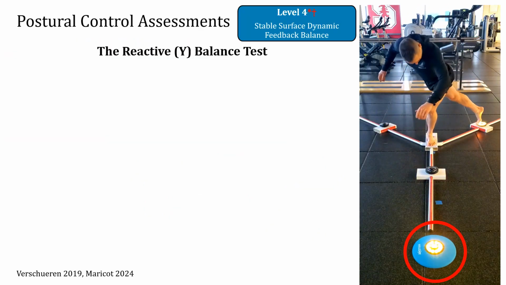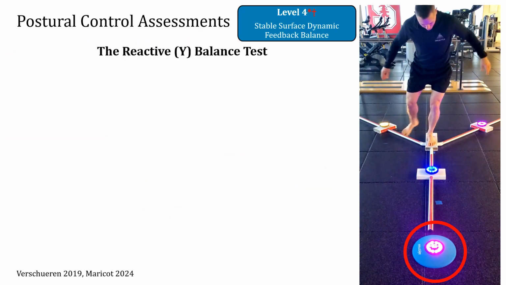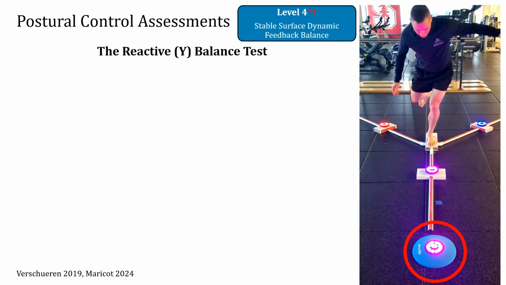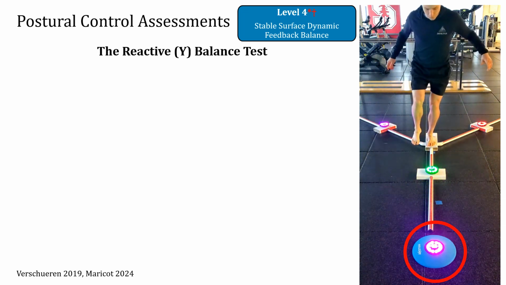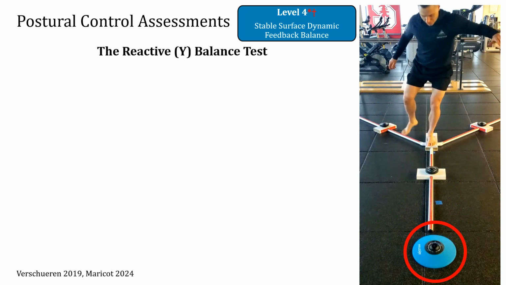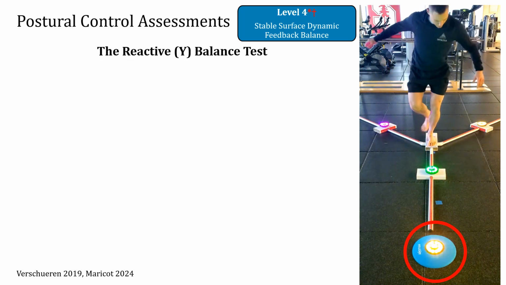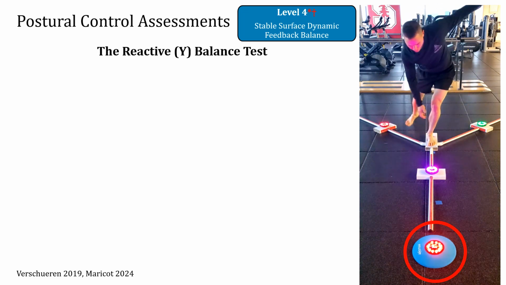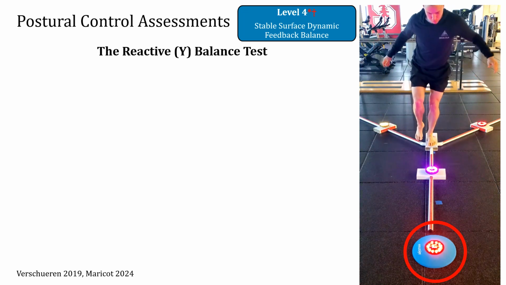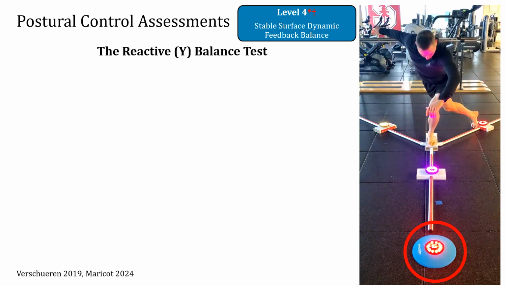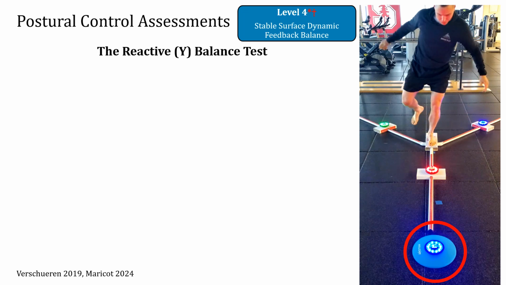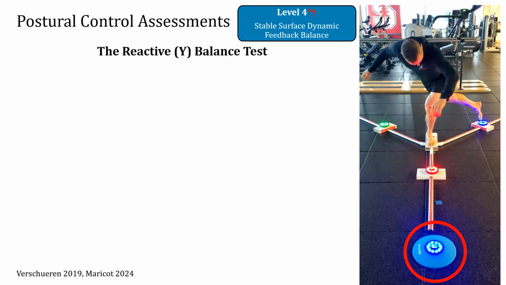Okay, so getting into level 4, the stable surface dynamic feedback balance. So still using the Y balance kit, but now with a slightly different assessment. So we're looking at the reactive Y balance test. The individual is instructed to extinguish the lights as quickly as possible. The test begins with the command light. You can see it circled there in red.